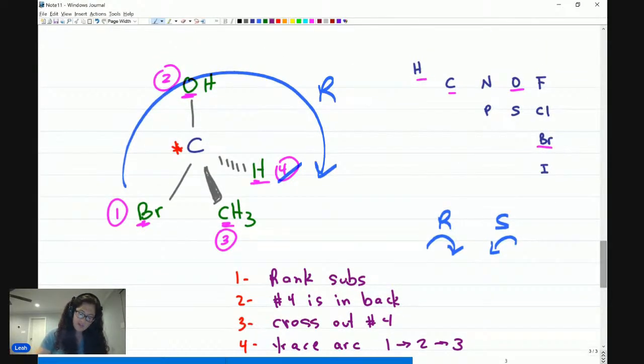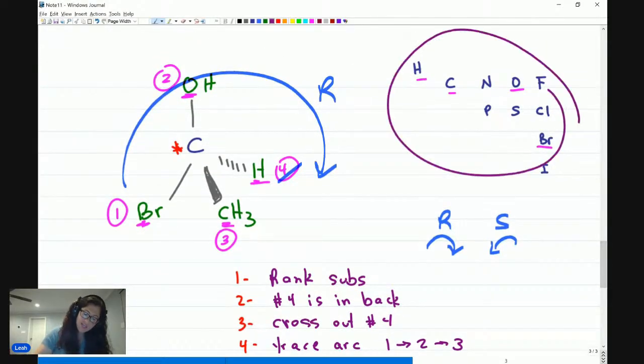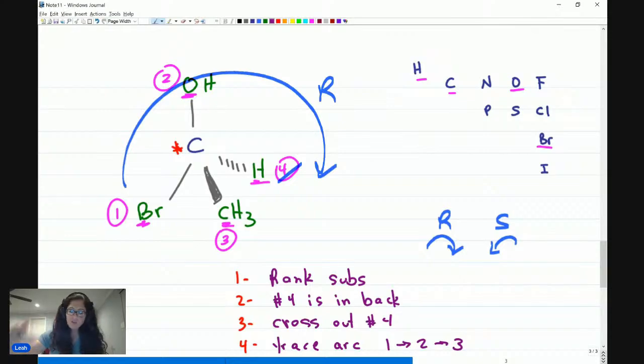So in a molecule like this, we didn't even have to look at the table for everything. All you would have to do is say hydrogen, automatic number 4, methyl in the presence of hydrogen, automatic number 3, and then you're simply left to go between oxygen and bromine. And then it's just one comparison that you have to make on the table, and you're good to go. So this is hopefully going to save you time.